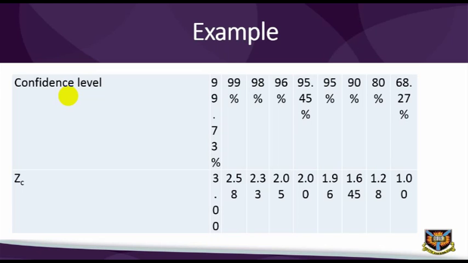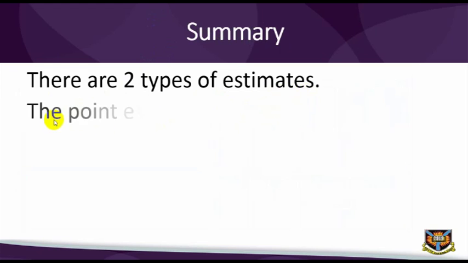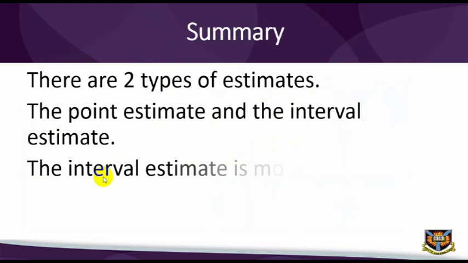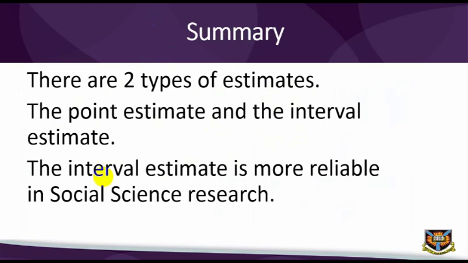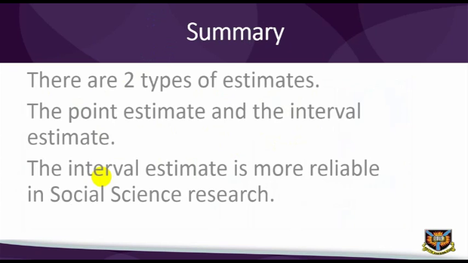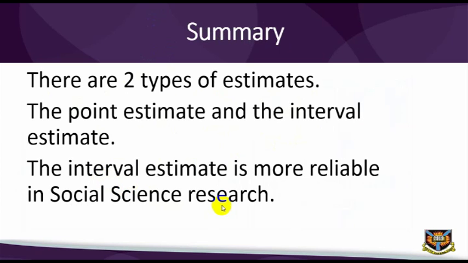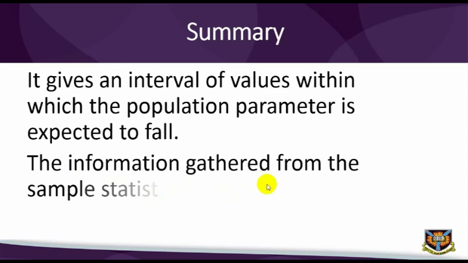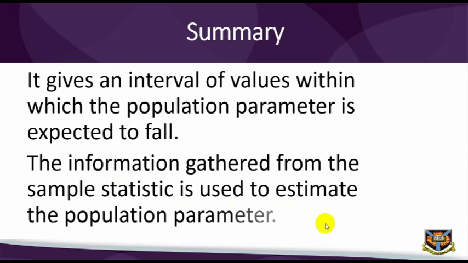Summary. There are two types of estimates: the point estimate and the interval estimate. The interval estimate is more reliable in social science research. It gives an interval of values within which the population parameter is expected to fall. The information gathered from the sample statistic is used to estimate the population parameter.